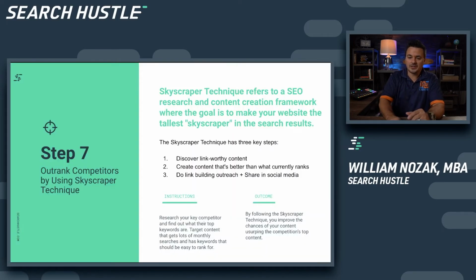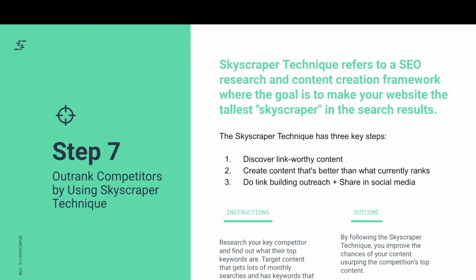Outrank competitors by using skyscrapers. This is discovering link-worthy content. You have to have an Ahrefs. You have to have an SEMrush. You have to have a tool that looks at topics, that looks at blogs, that looks at competitors' websites, that looks at a content gap.